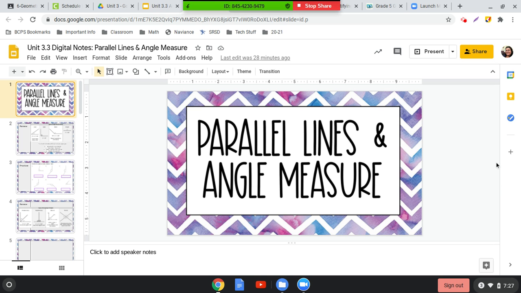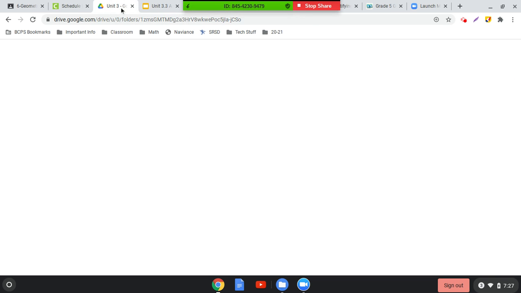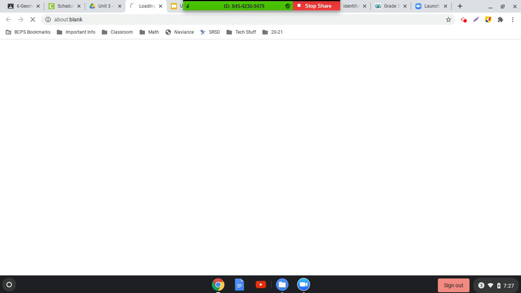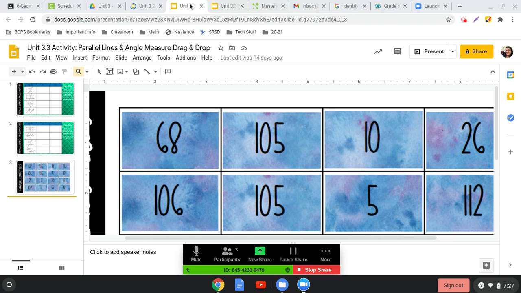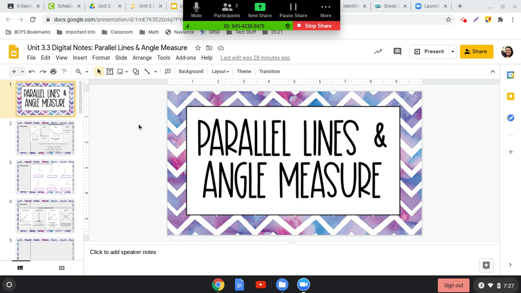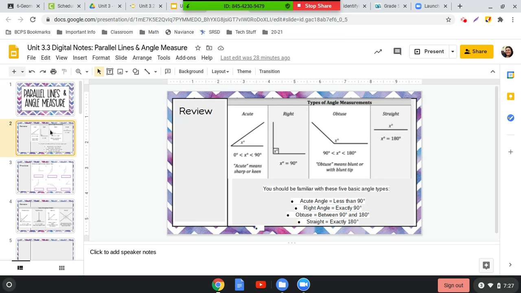So we talked yesterday about the angle pairs with parallel lines, and we did the activity with the dots, and we had to figure out if they were congruent, the alternate interior, alternate exterior. So today, instead of just being able to label those, we are going to add in a little bit of actual math.